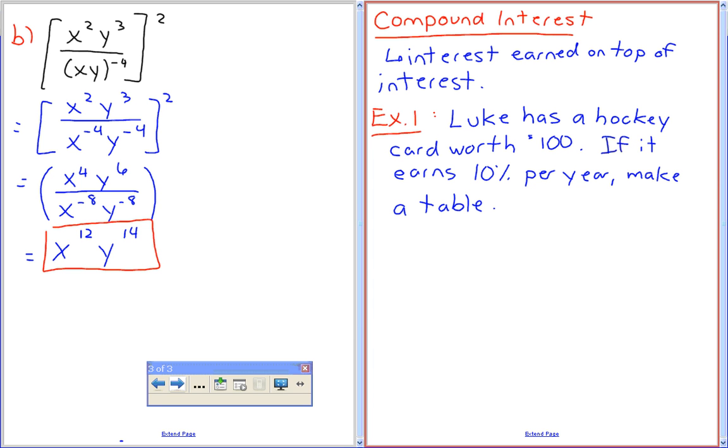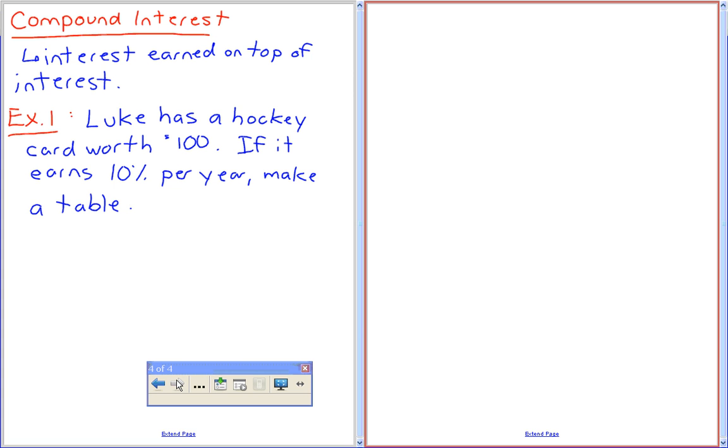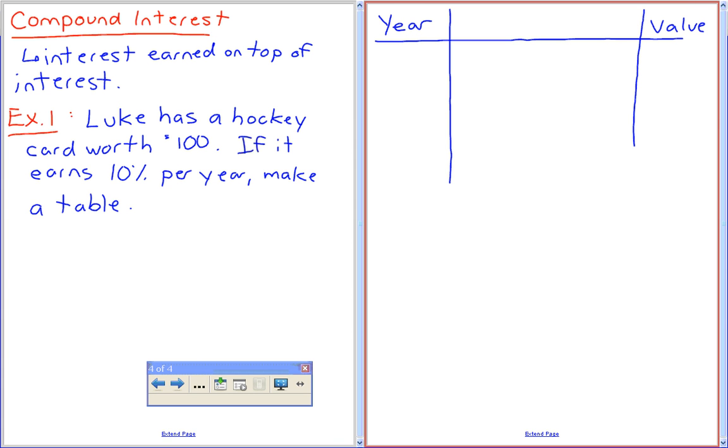But let's pretend this is a Mr. Sadler rookie card. Okay, that's worth $100, and it's going up by 10% per year. So I'm just going to make up a little table here to show how this is going to go. I'll put up a column called year, and calculation, and over here is going to be value. As soon as I buy the card, it's going to be worth $100.